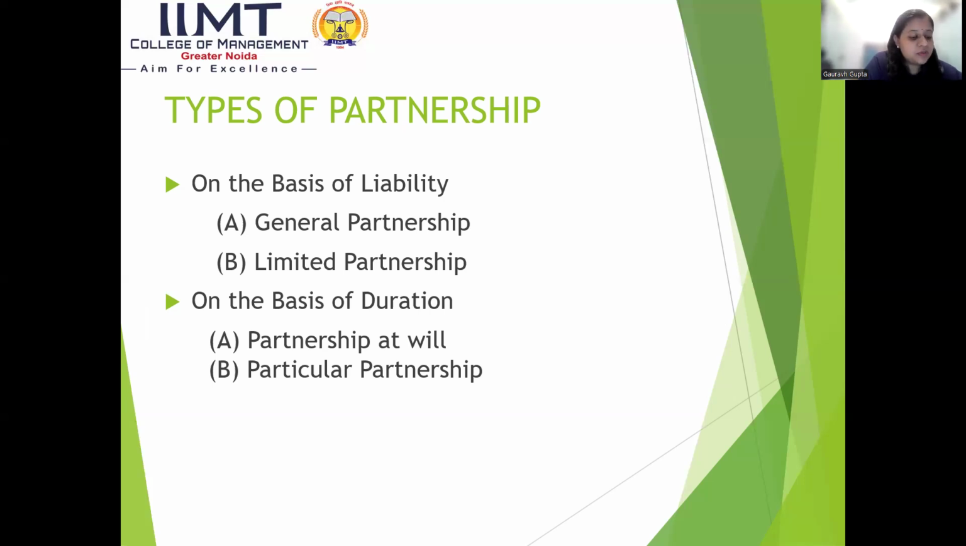And on the basis of duration, partnership may be classified as partnership at will, which means partnership continues till the partners agree to do so. And the next one is particular partnership. The particular partnership means one which is formed for a specific task, for a project, or for a specific period of time. It comes to an end after completion of the task or expiry of the time.